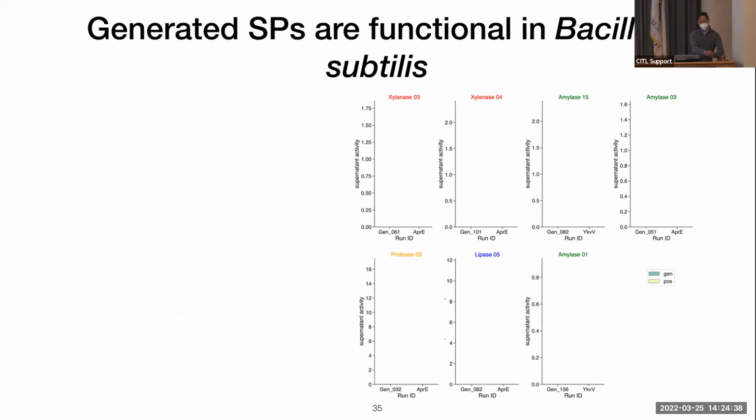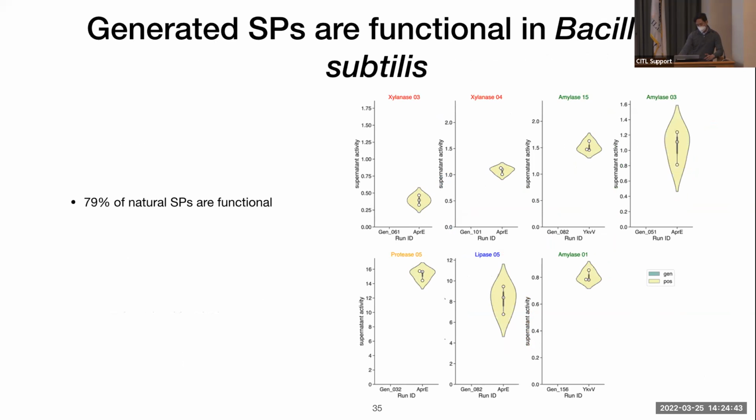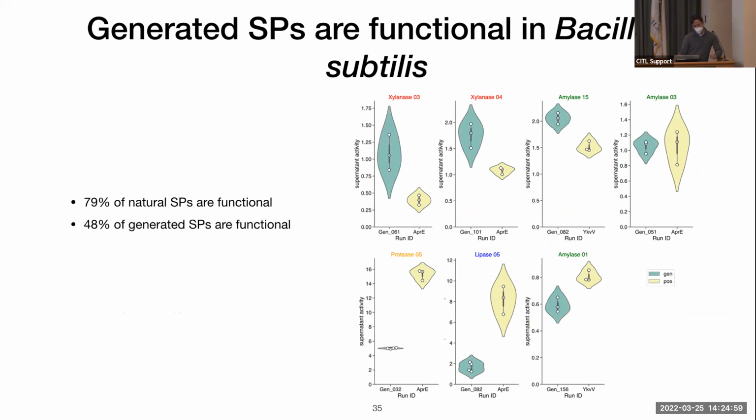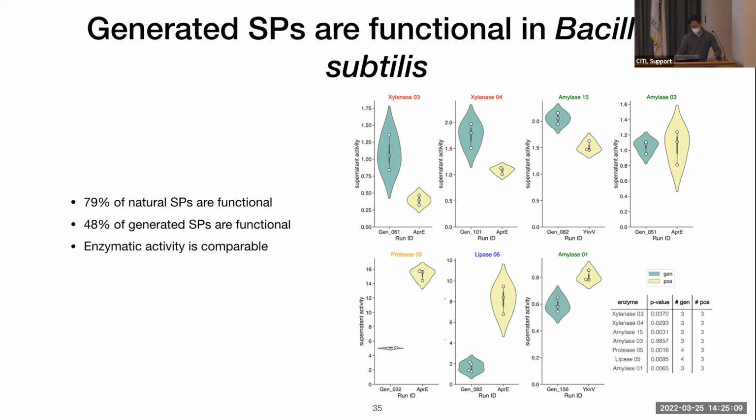So we actually made a bunch of these in a collaboration and put them into cells in the Bacillus subtilis in a few different classes of enzymes. And we also did the natural single peptides as a baseline. So 79% of those work. And 48% of the generated ones work, which is pretty good. And you always want that positive control baseline because this is molecular biology and nothing is ever perfect. And for the ones that work, the enzymatic activity level is comparable.